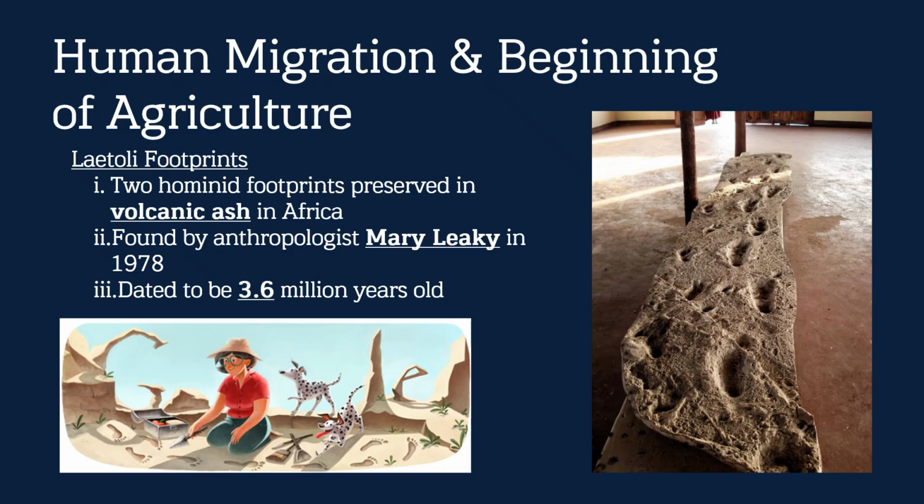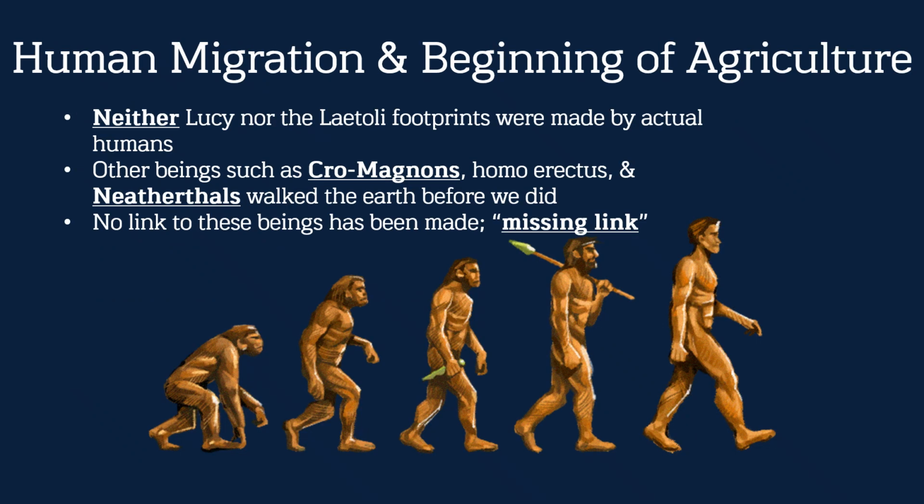A few short years later, in 1978, Mary Leakey found two hominid footprints preserved in volcanic ash in Africa, and these footprints were also dated to be close to 3.6 million years old. It's important to note neither Lucy nor the Laetoli footprints were made by actual human beings, according to the theory of evolution. Other beings such as Cro-Magnons, Homo erectus, and Neanderthals walked the earth before we did. And no link has been made to these beings, and therefore it's often referred to that there is a missing link.